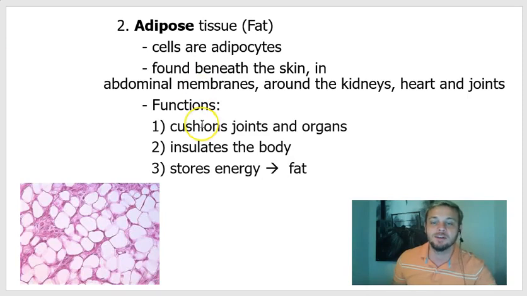And what it does is it cushions the joints and the organs. That's why you find them around the kidneys and the heart and the joints, to help protect it. You find it beneath the skin because it helps to insulate the body, and then in the abdominal membranes because it's storing energy. Fat is a great way to store energy. It can store a lot of energy without weighing a lot, compared to starches. Another way to store energy are these starches, which are really long chains of glucose that weigh a lot for the amount of energy that they are able to give off, while fat can store a lot of energy without giving a lot of weight.